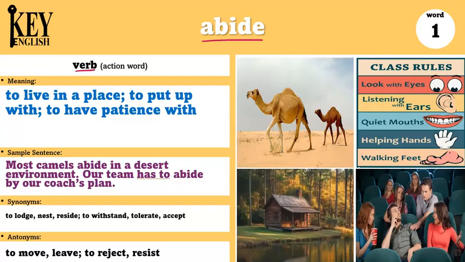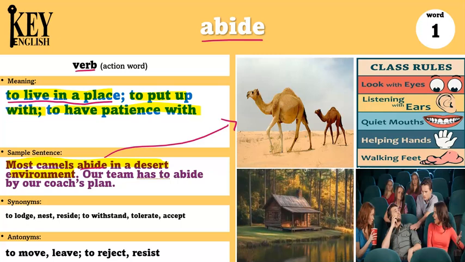Abide is a verb, and abide means to live in a place or to put up with, to have patience with. So abide is living somewhere or when you accept something even if it's not easy. For example, most camels abide in a desert environment. So this sentence is talking about the first part of the definition, which is to live in a place. We are saying that camels live in a desert environment like this one here.